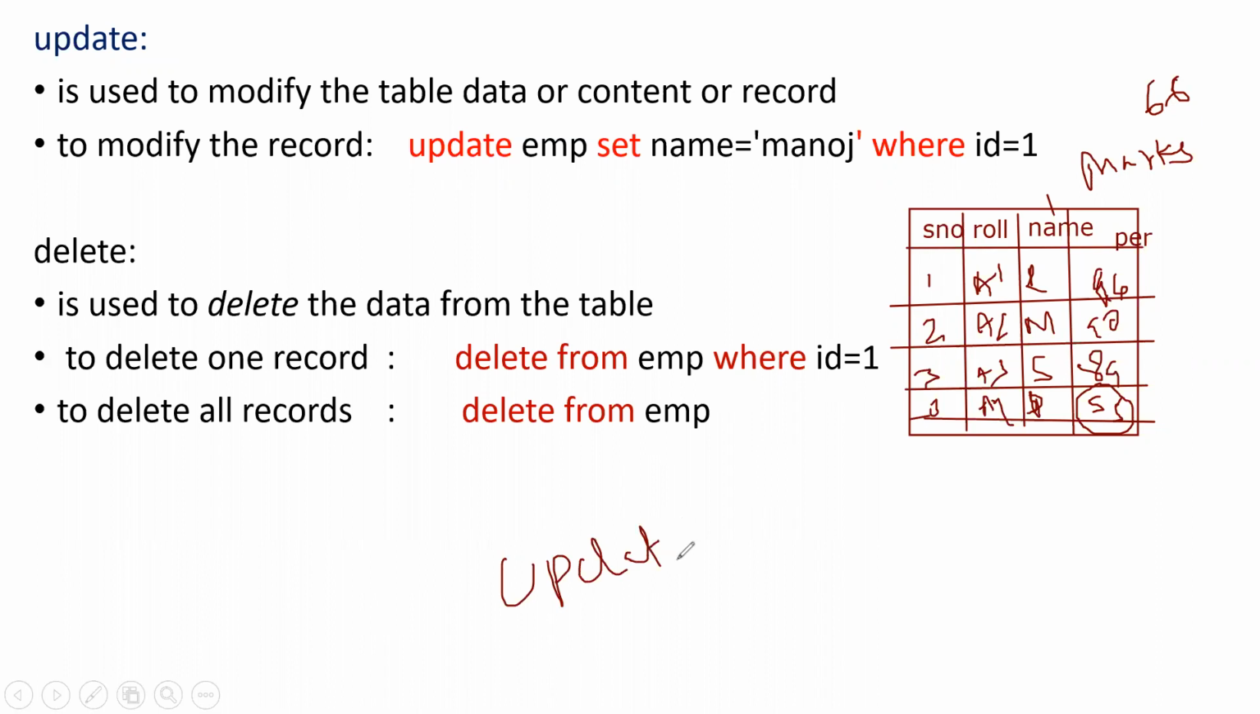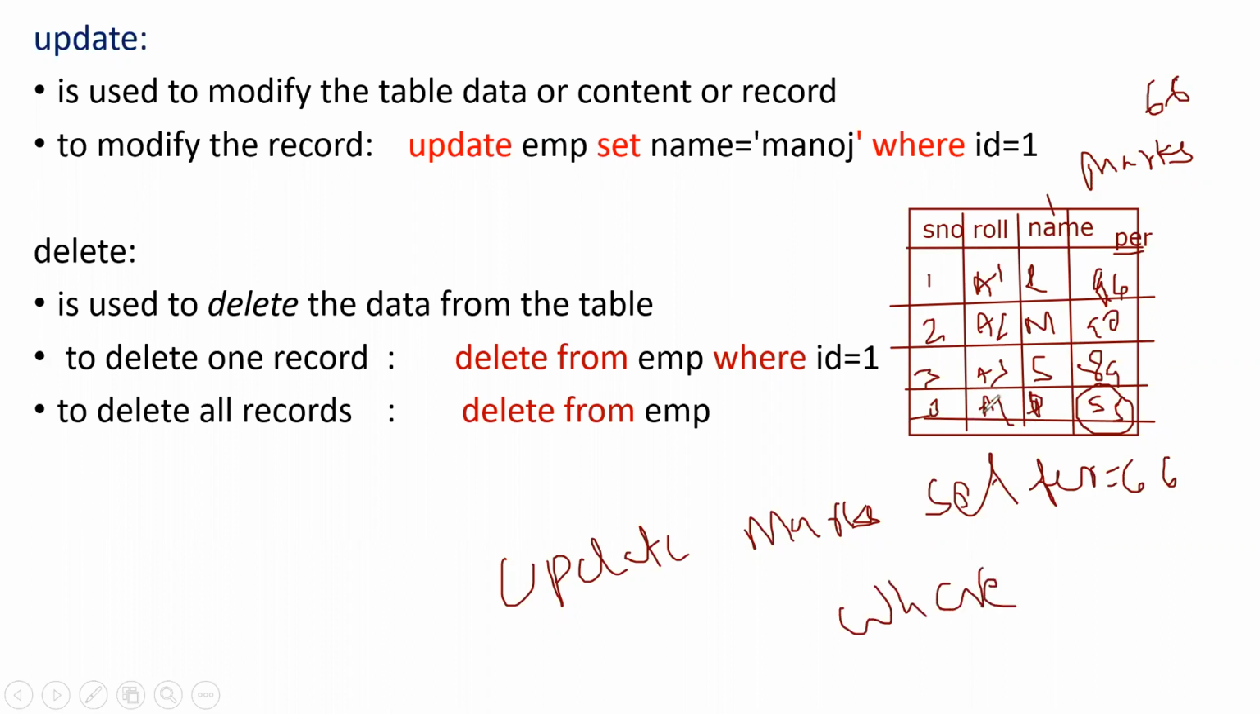Okay, marks table. And what you are going to update, you need to use set. Set means assigning. Set percentage equal to 66, where we can use roll number or name. For example, this is A4, right?